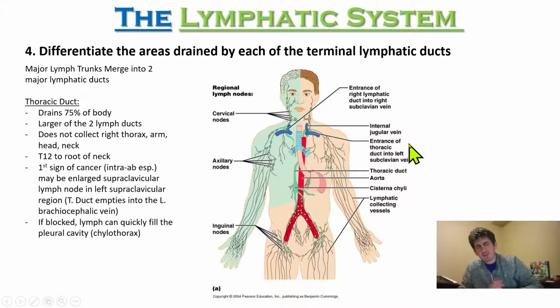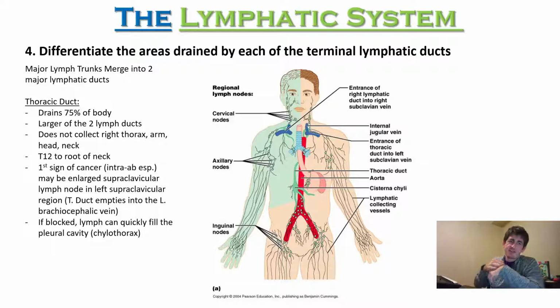So it's the larger of the two ducts. It doesn't collect the right side. T12 to root of neck is where this thing runs. So down at T12 to root of neck. Can be the first sign of intra-abdominal cancers, breast cancers, I believe some other cancers.